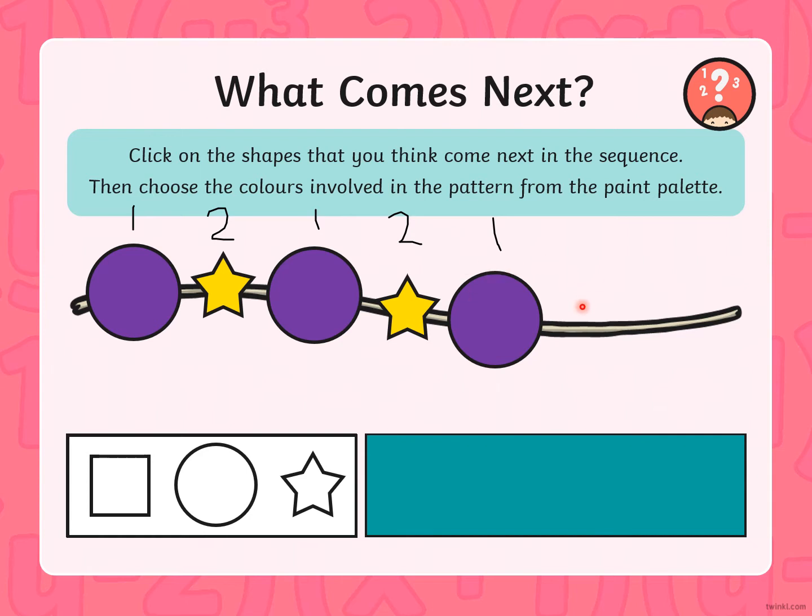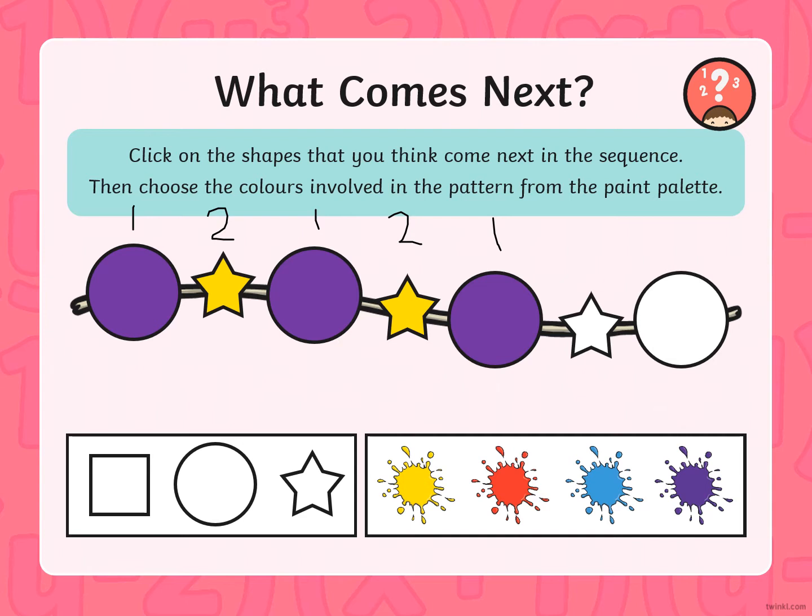Purple circle? What will come next, children? Pause the video and have a think. What do you think will come next? Well, I think it must be the star, children, because look, after the purple circle, which was number 1, number 2 is the yellow star. I'm going to click on the star. Yes, I was right. Now, what would come after the star? Oh, we go back again to the purple circle, don't we? Here's the yellow star, and then we go back to the first shape in our pattern, the purple circle. There we go. And we know that the star was yellow and the circle was purple. Well done, guys. We did that one.